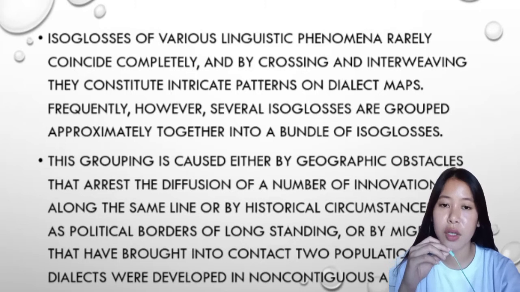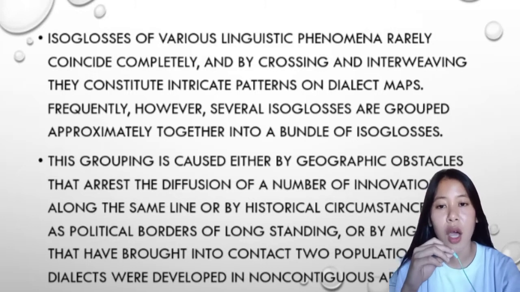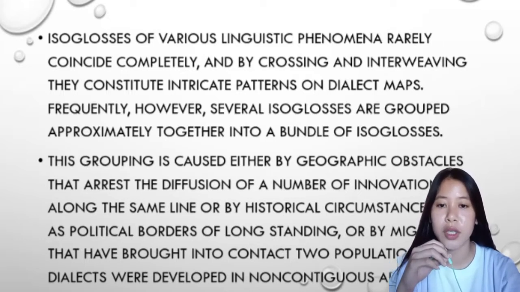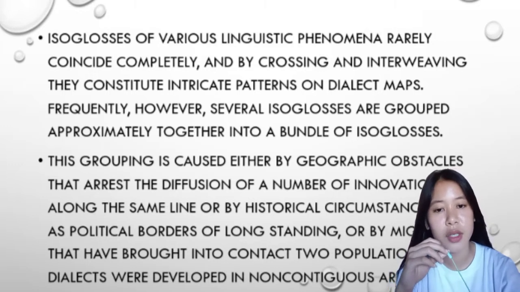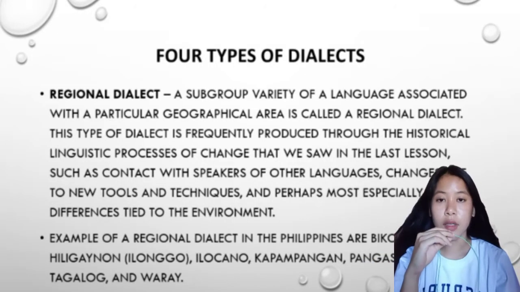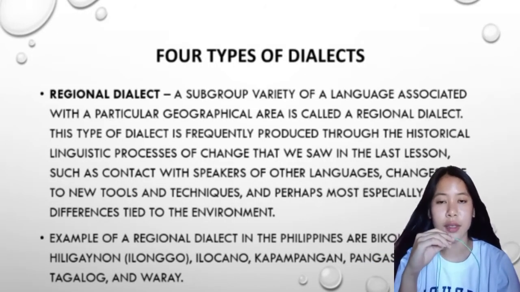This grouping is caused either by a geographic obstacle that arrests the diffusion of a number of innovations along the same line, or by historical circumstances such as political borders of long standing, or by migration that has brought into contact populations whose dialects were developed in non-contiguous areas. There are also four types of dialect.